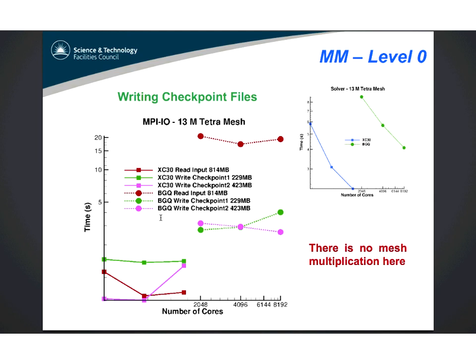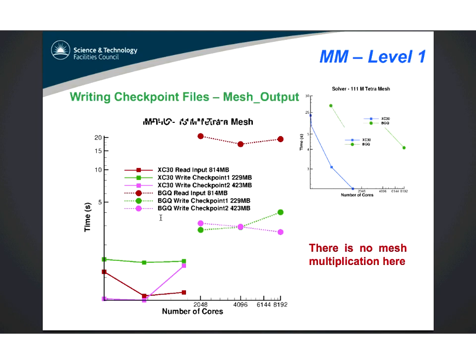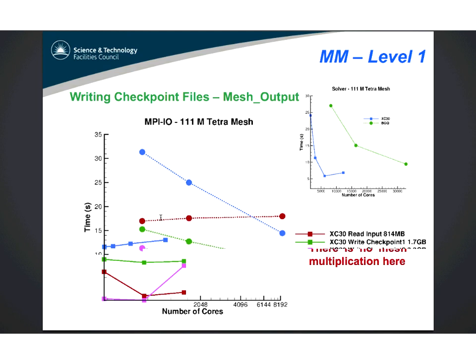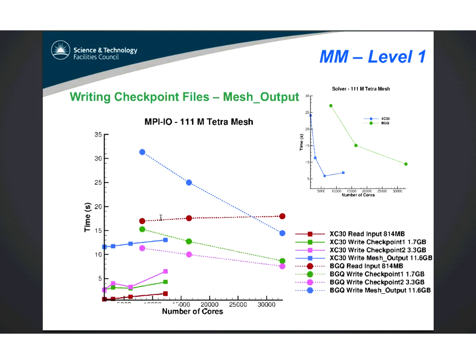What can be seen is that ARCHER is a lot faster to read the input than Blue Joule. I just wanted to say as well that the solid lines are for ARCHER and the dashed lines are for Blue Joule. This is a first test, so there is no major difference except that ARCHER is a lot faster to read and to write.